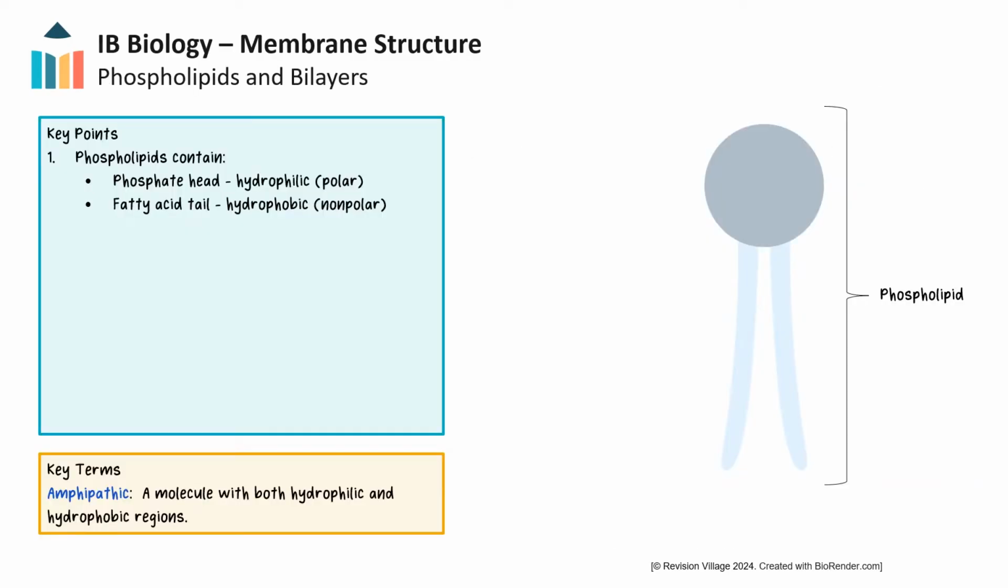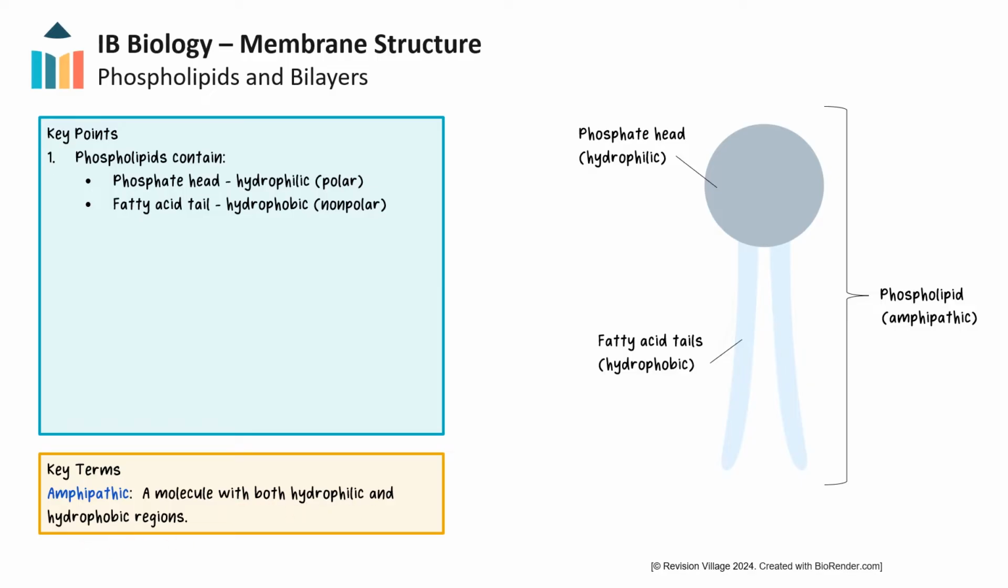The cell membrane is primarily composed of phospholipids. The phospholipid consists of a phosphate head and a fatty acid tail. The phosphate head is hydrophilic. It is polar and attracted to water. The fatty acid tail is hydrophobic. It is not polar and is repelled by water. We would call this molecule amphipathic, as it has both a hydrophilic and hydrophobic portion.